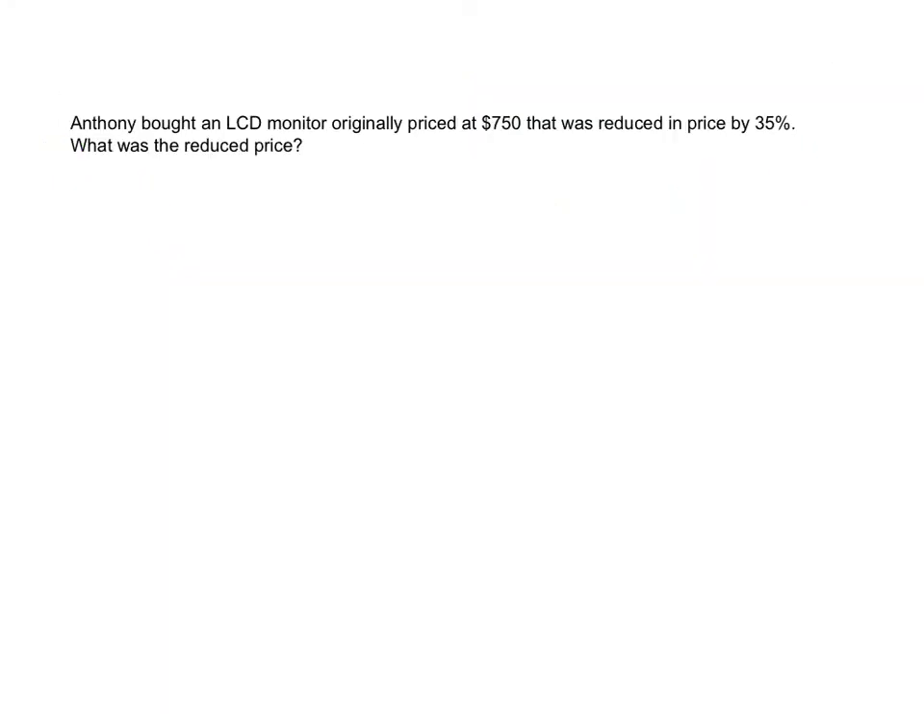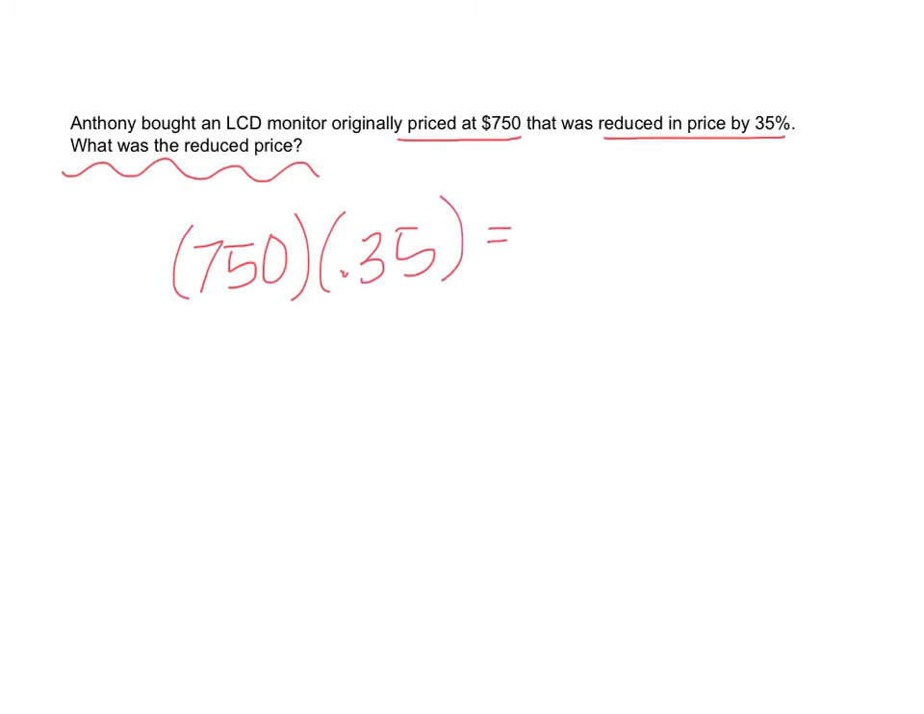Okay, let's try this one. It says Anthony bought an LCD monitor, originally priced at $750, and was reduced in price by 35%. What was the reduced price? So what we can do is we can take our $750 and multiply that by our percent. So go ahead and figure that out right now. Alright, you should have gotten $262.50. Now this is not the reduced price. This is how much money is taken off.